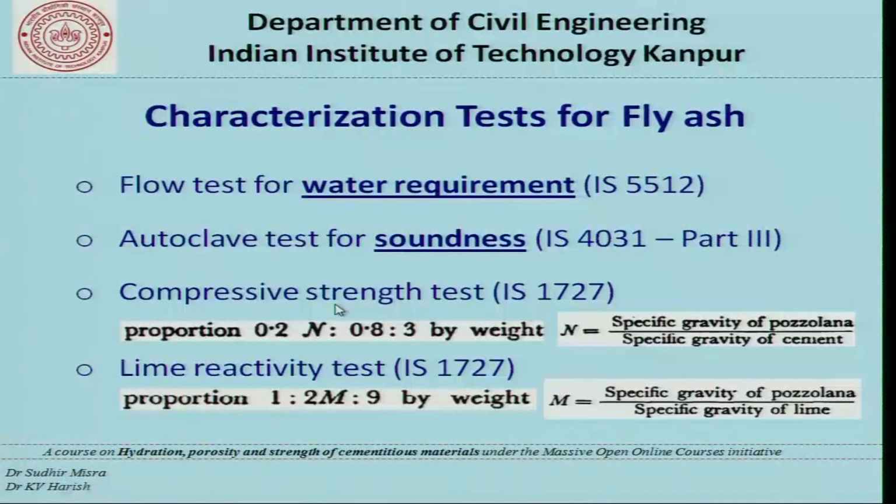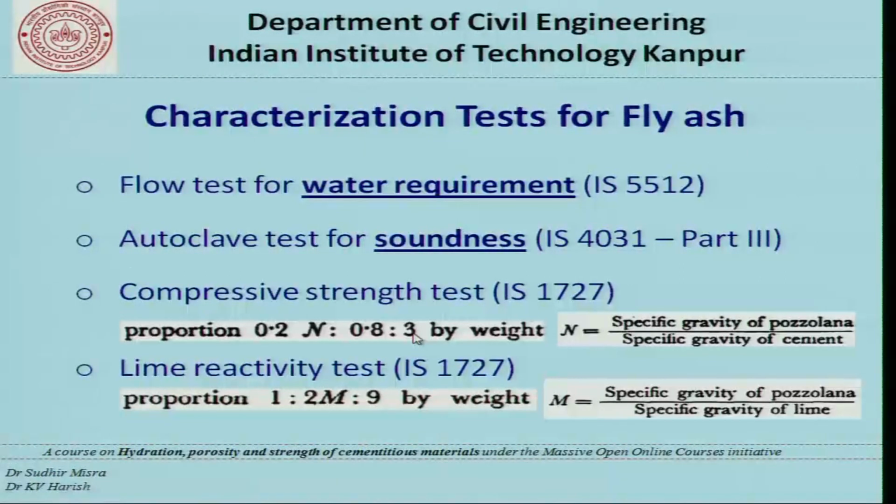The third one is the compressive strength test, and remember the compressive strength test here is as per IS 1727, and this is our mortar cube test. What you do in this test is we basically prepare a mortar mixture having a proportion of 0.2 times N is to 0.8 is to 3 by weight. 0.2 times N is the amount of pozzolan that we have to add, 0.8 is the amount of cement that we have to add, and 3 is the amount of sand, and all are evaluated by weight. And this N refers to a value which is determined from the specific gravity of pozzolan and specific gravity of cement, basically dividing one by the other. So, that value has to be inserted here, and mortar cubes of this proportion have to be prepared in the lab, and tested.